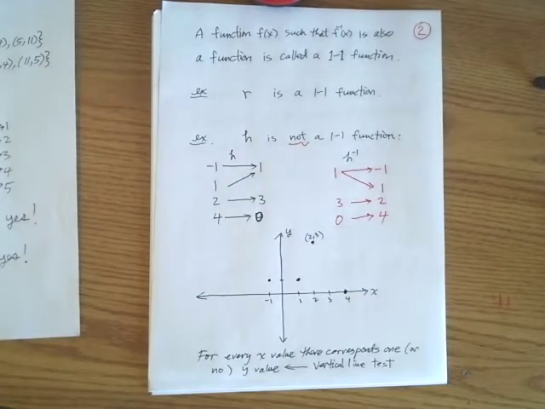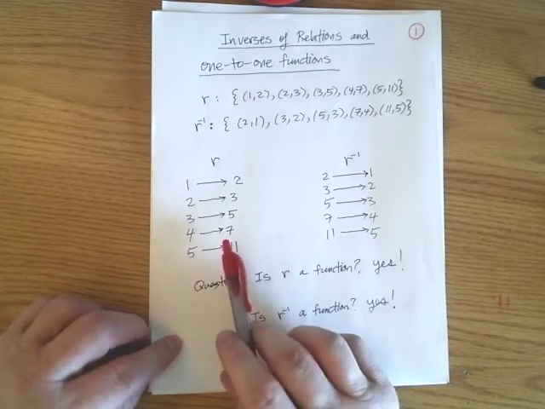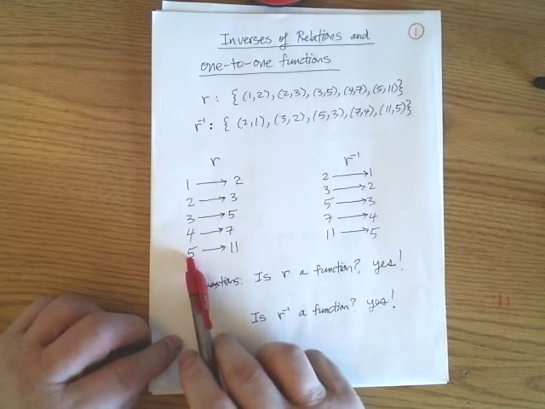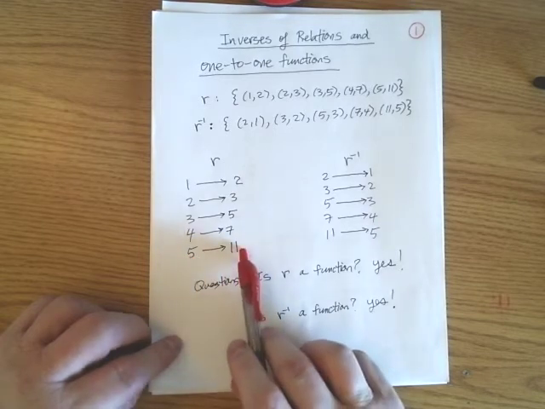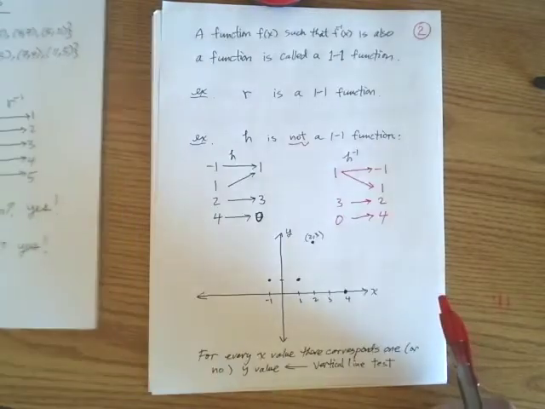Now let's go back and talk about this. If you think about it, corresponding to every element of the domain, there's one element of the range, and vice versa. That's where the one-to-oneness comes in.